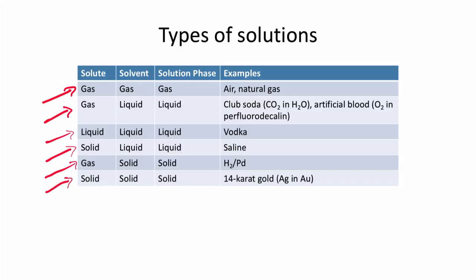Or you can even have solids dissolved in each other. These are, for example, amalgams with mercury in them or other solids. For example, 14 karat gold is really a mixture of silver and gold. It's a solid solute and a solid solvent, all together still solid, and these are alloys.